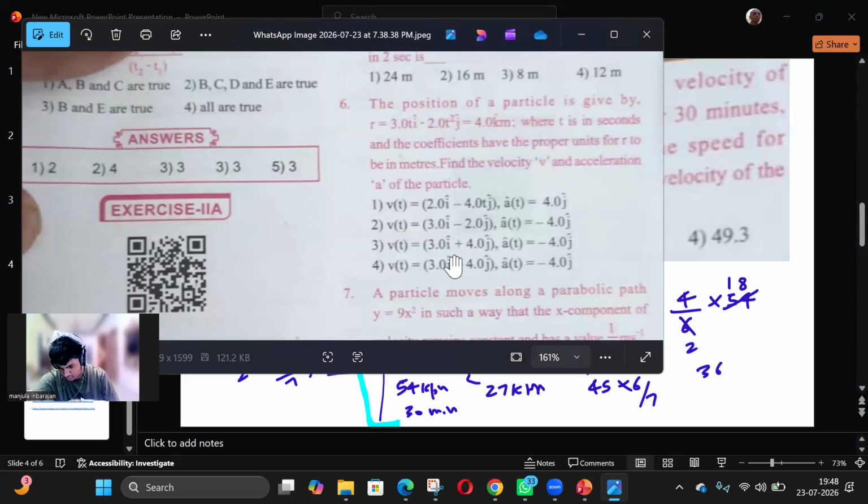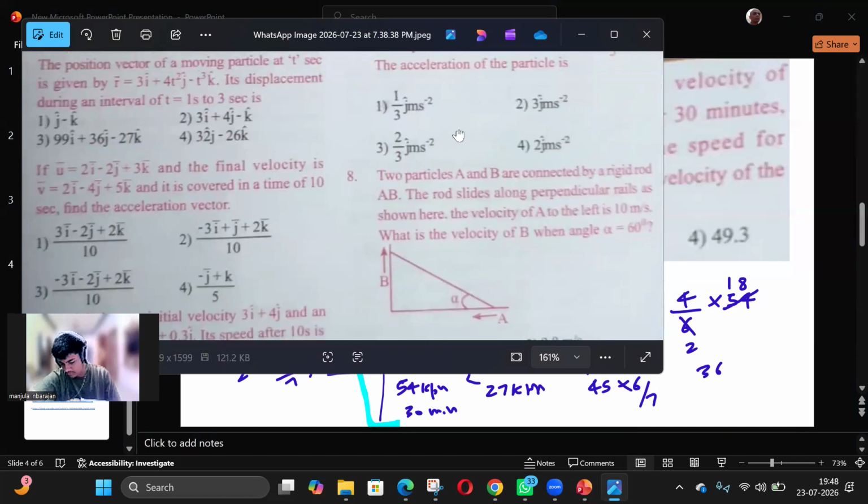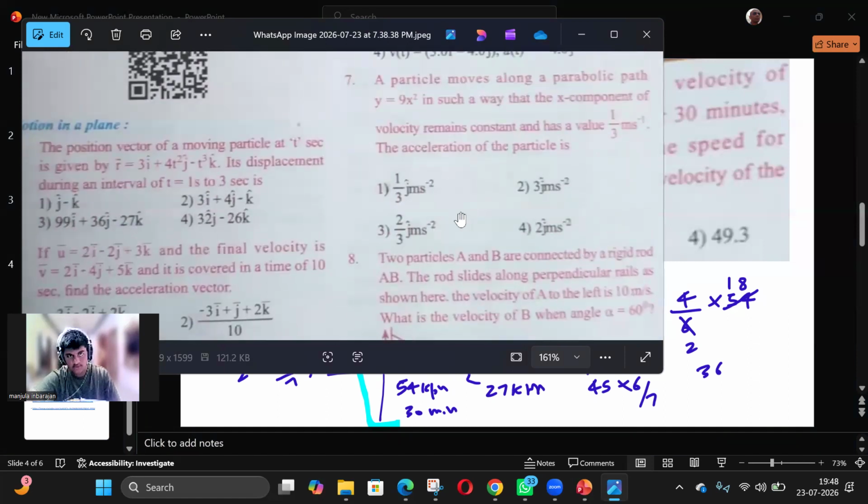Eighth one. Sir, if they have given a y coordinate equal to some x coordinate, then how to find the acceleration of that coordinate? Wait, which question? Seventh question. They have given y coordinate is equal to x coordinate, and velocity has a value of 1/3. Now they are asking acceleration. How to find that acceleration?